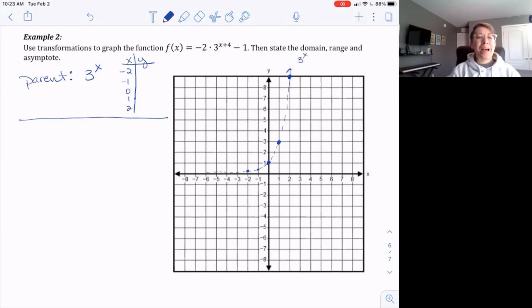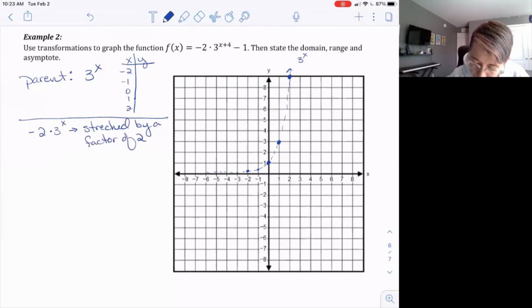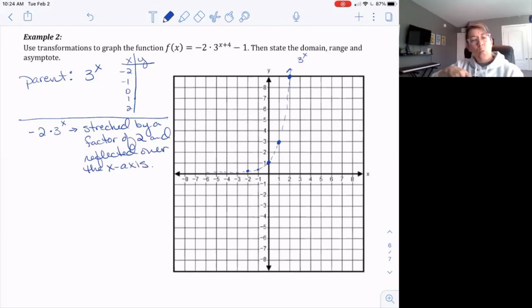Now let's take a look at what's happening to this parent function. It's being multiplied by a -2. So the -2 times 3 to the x means it's being stretched by a factor of 2 and reflected over the x-axis. So we would take every y value and multiply it by 2. If I were to do that in green, if I multiplied 1 by 2, it would be up here. If I multiplied 3 by 2, it would be up here at 6. If I were to multiply the 1/9 by 2, there'd still be 2/9.